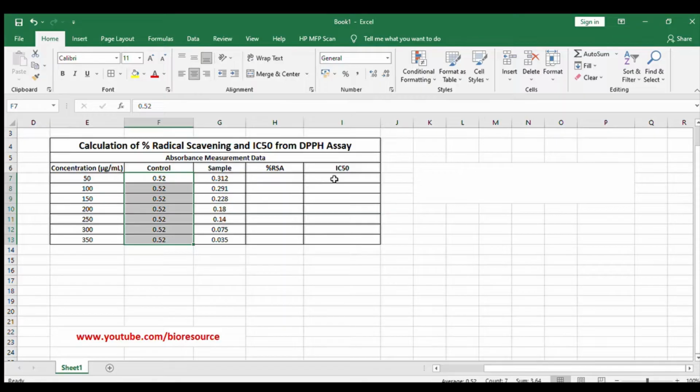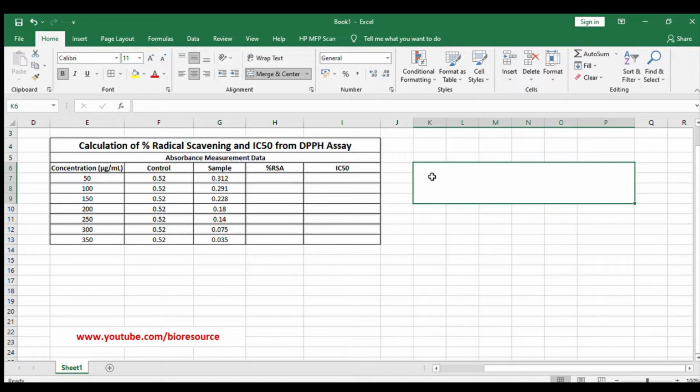The IC50, or the half maximum inhibitory concentration value, is the concentration of sample that can scavenge 50% of the DPPH free radical in the DPPH free radical scavenging assay. So that is the definition of IC50. We will learn how to calculate the percentage radical scavenging activity as well as the IC50 value.